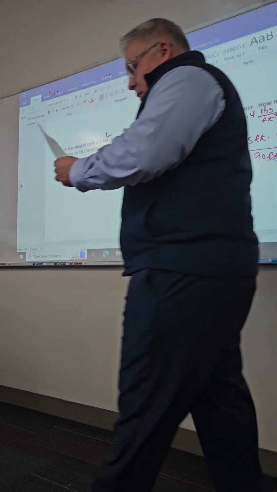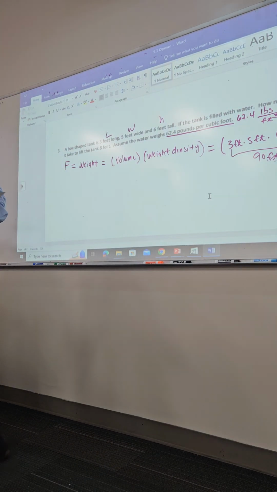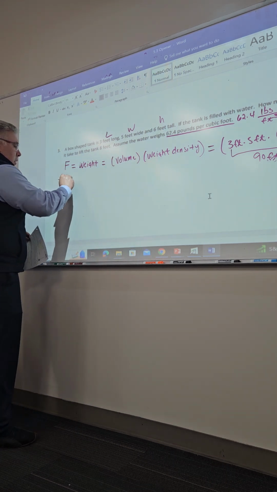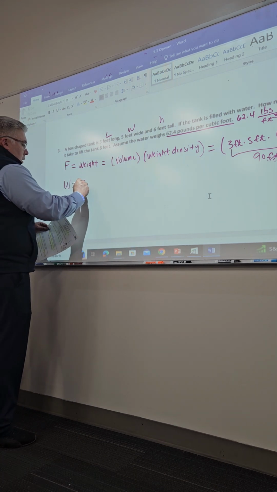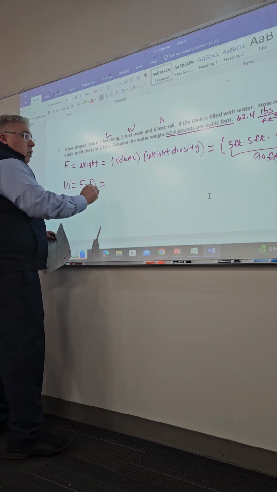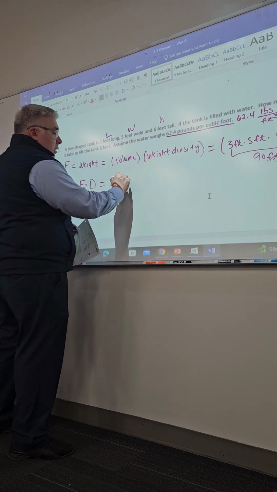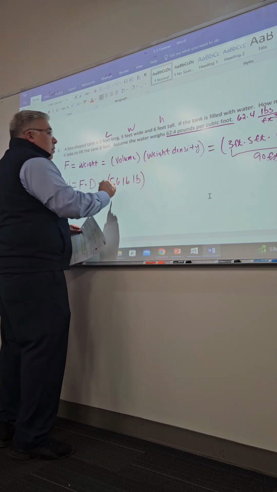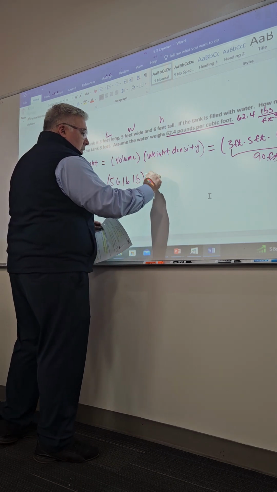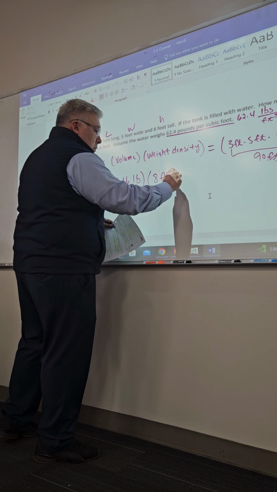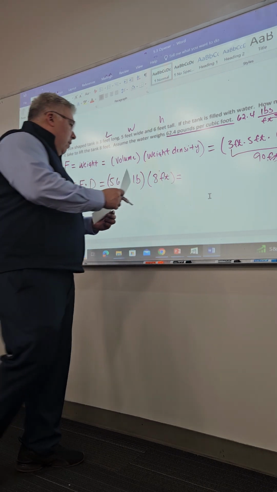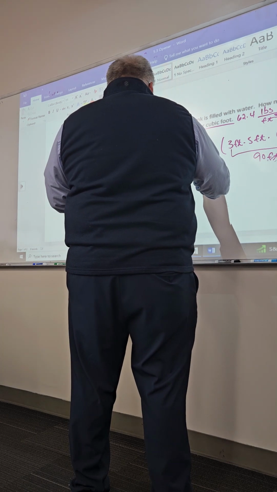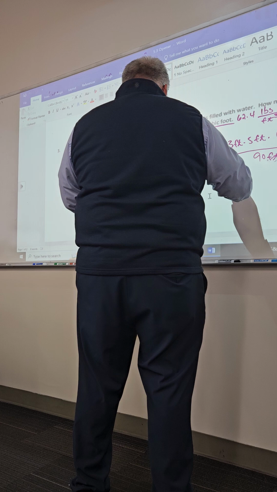Now we're not done. That's just the force. Now that we got the force by multiplying volume times weight density, now we can find the work. So the work is going to be the force times distance, which is 5,616 pounds times, we're going to lift it up 8 feet, the distance. When you multiply that together, it's going to be in standard units, so it's going to be 44,928 foot-pounds.